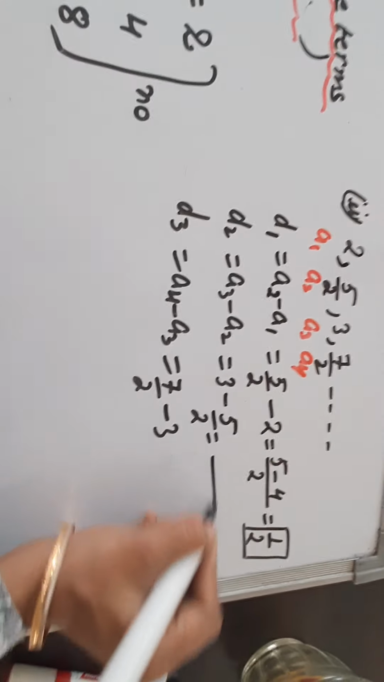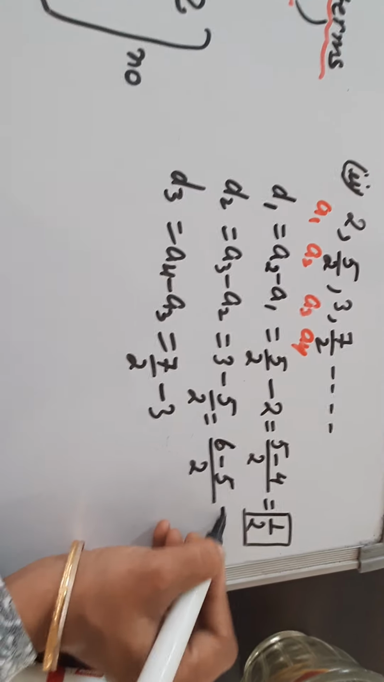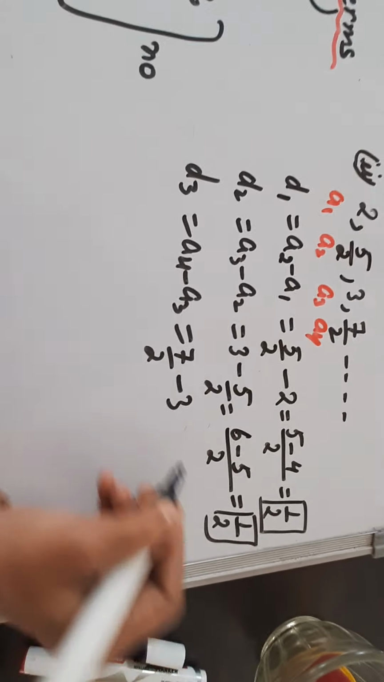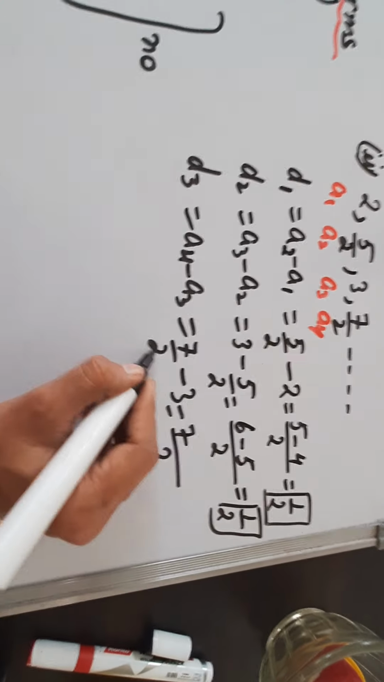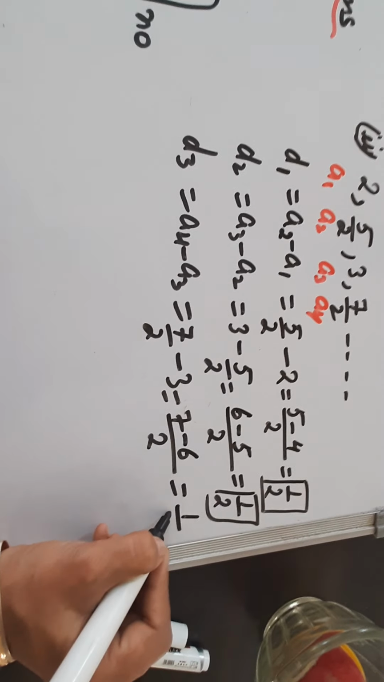So let's take the LCM. 2. 2 3s are 6 minus 5. So 6 minus 5 is 1 by 2 again. So next take the LCM. 2. So 7 as it is. 2 3s are 6. So 7 minus 6 is again 1 by 2.